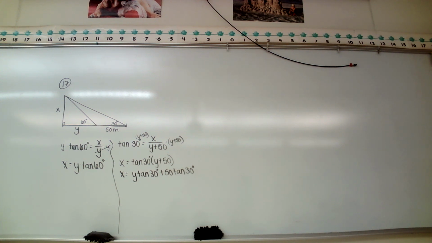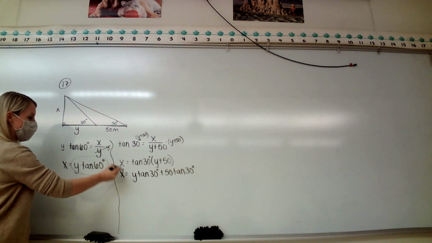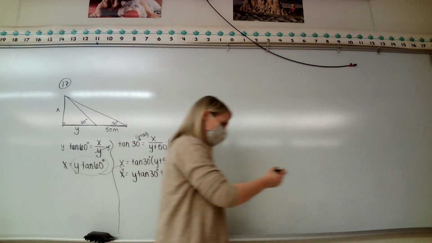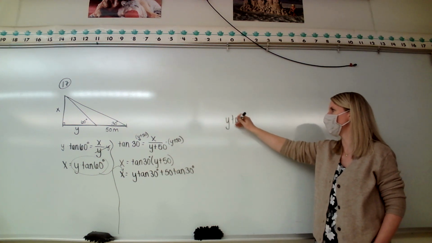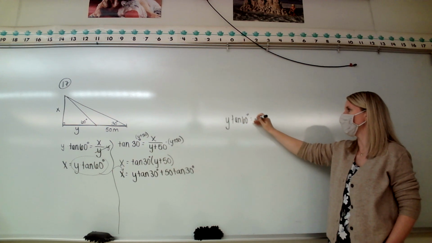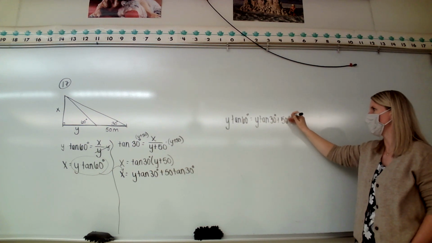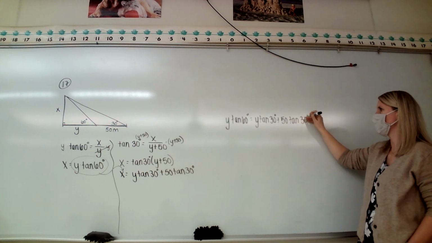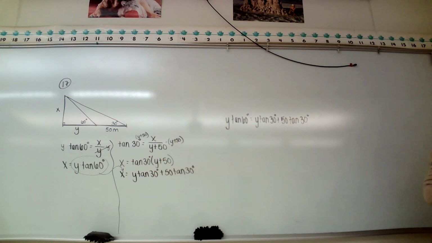Okay, so now we're going to actually use substitution. For substitution, take something. I'll say, well, x equals this. So I'm going to replace x here. I'm going to give myself some room over here. So I'm going to rewrite that as y tangent 60 equals y tangent 30 plus 50 tangent 30. You can see that instead of saying x equals, I replaced what x was equal to. So now basically those two things are equal to each other.